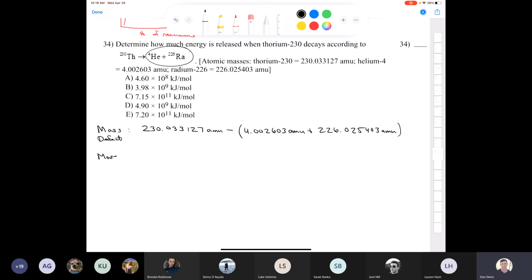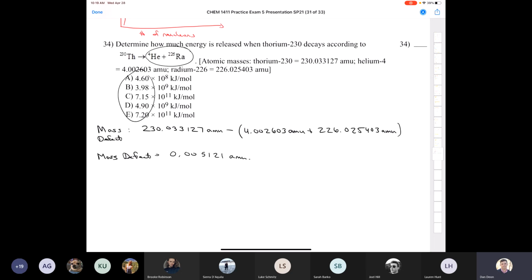And our mass defect, and I've already worked out all the math here, is going to be 0.005121 atomic mass units. Now, the amount of mass lost, you can think about it in a negative way. You can think the amount of mass lost is negative 0.005121, but we'll just leave it as a positive number. You can see that all the amounts of energy here are provided in positive numbers. And so we're going to use our formula.